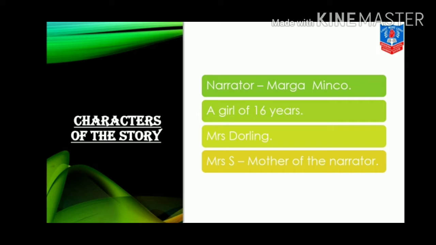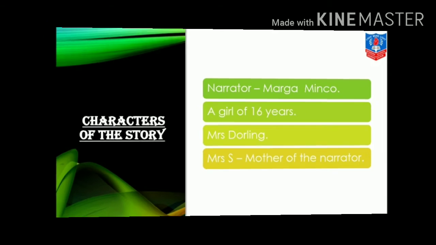Students, let's get acquainted with the characters of the story. Narrator Marga Minko, a girl of 16 years, Mrs. Dorling, and Mrs. S, mother of the narrator. Mainly 4 main characters are displayed in this story.